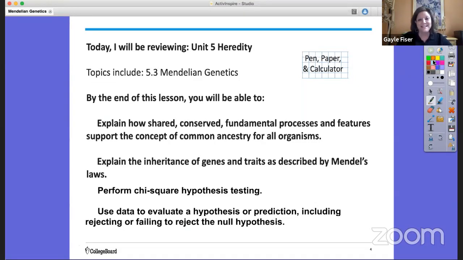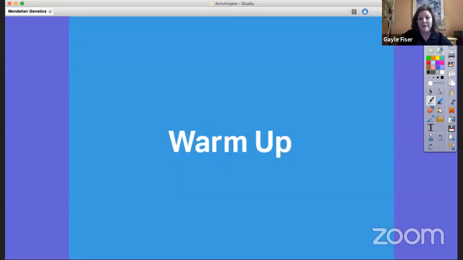By the end of this lesson, you'll be able to explain how shared, conserved, fundamental processes and features support the concept of common ancestry for all organisms. Explain the inheritance of genes and traits as described by Mendel's laws. Perform chi-square hypothesis testing and use data to evaluate a hypothesis or prediction, including rejecting or failing to reject the null hypothesis.